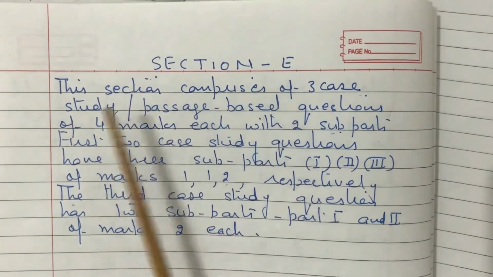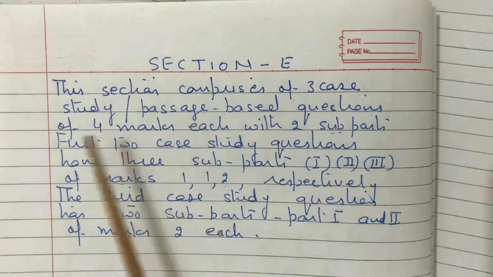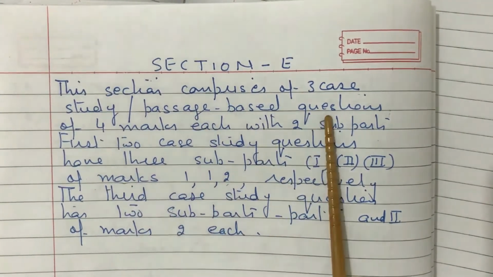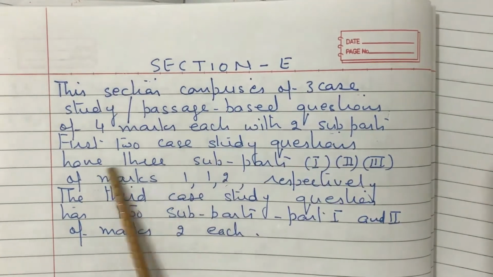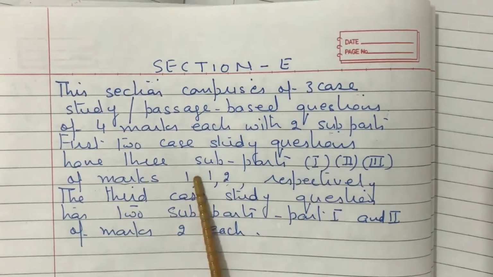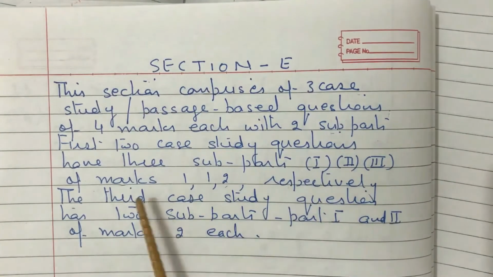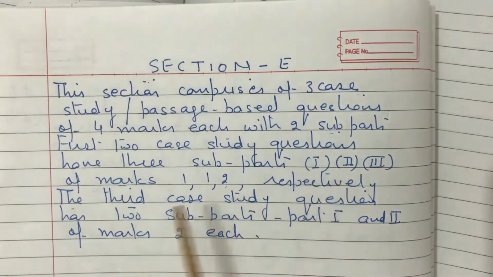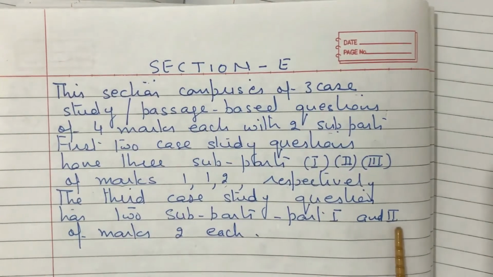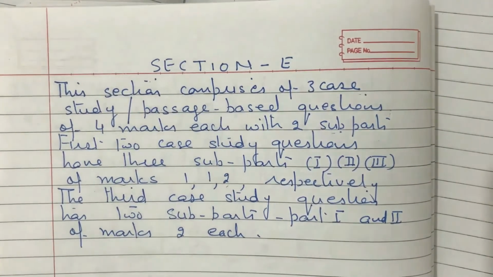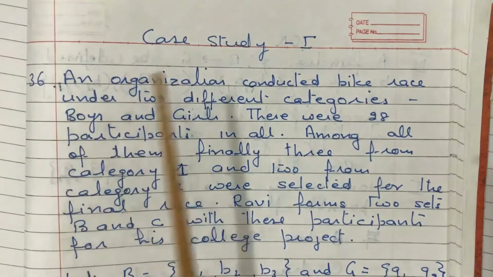Section E. This section comprises 3 case study passage-based questions of 4 marks each. The first 2 case study questions have 3 subparts, 1, 2 and 3, of marks 1, 1, 2 respectively. The third case study question has 2 subparts, part 1 and part 2, of marks 2 each. Now question number 36, case study 1.